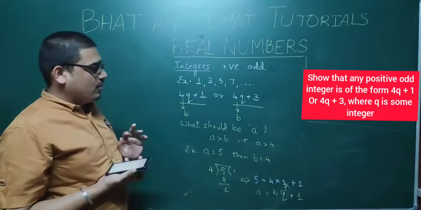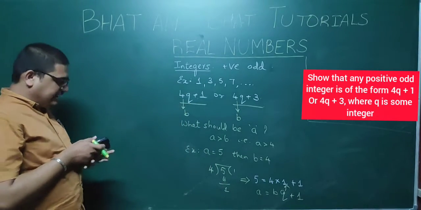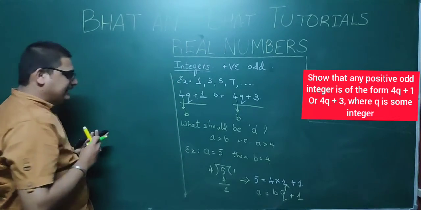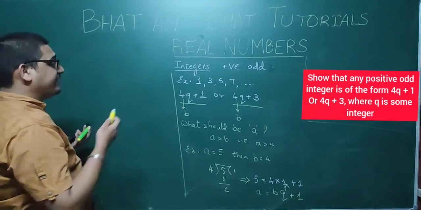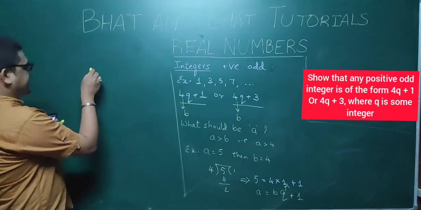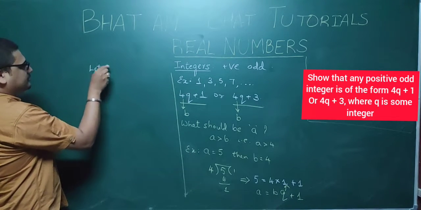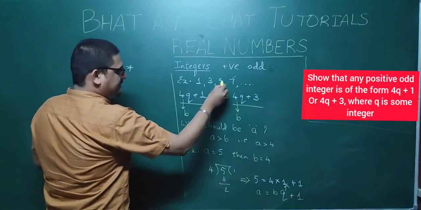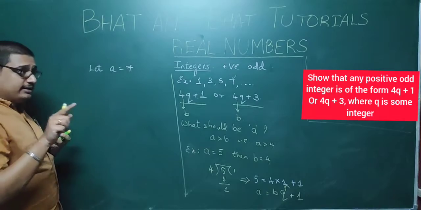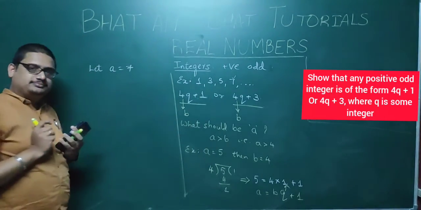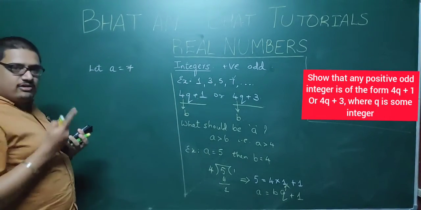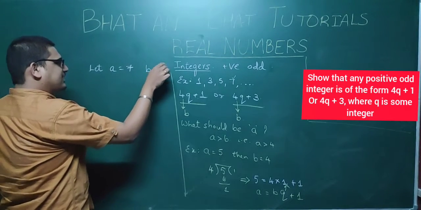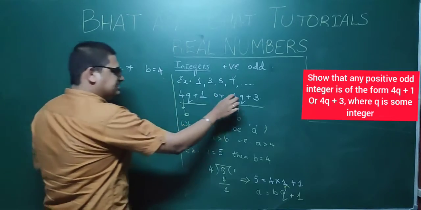So how do I take one more example? Let's understand with a second example where I will take the number as 7. So let a be 7. Why did I take 7? I took the immediate next number after 5. It is a positive odd integer, correct? Now, what is my b? b is equal to 4. Why am I taking b is equal to 4? Because it is given in the question.